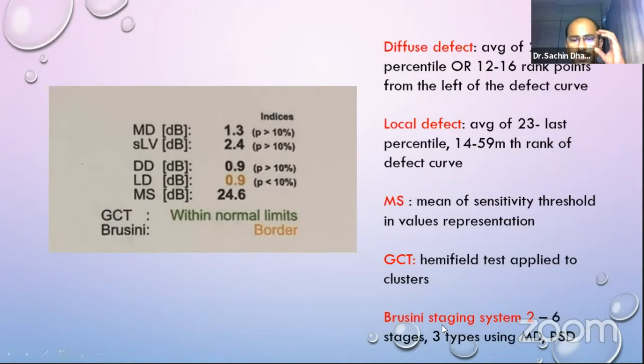There is a recently added system, that is the Brusini staging system 2, which divides the field into 6 stages and 3 types using the mean deviation and the pattern standard deviation values. Now, due to paucity of time, I'm not discussing that in detail, but all these can be given as a comprehensive global indices section in the Octopus perimeter.